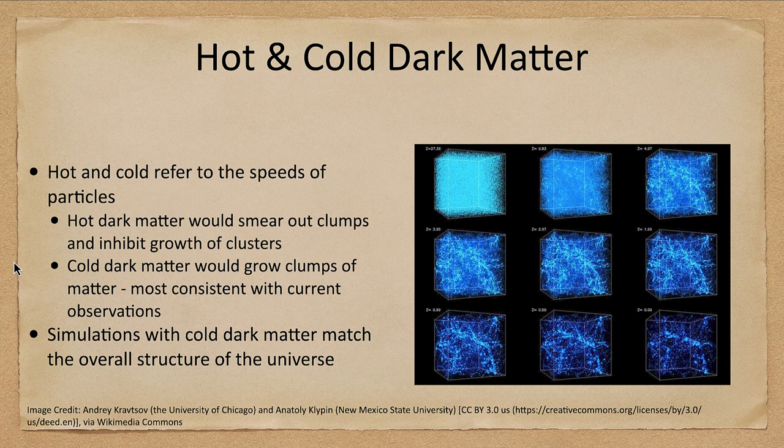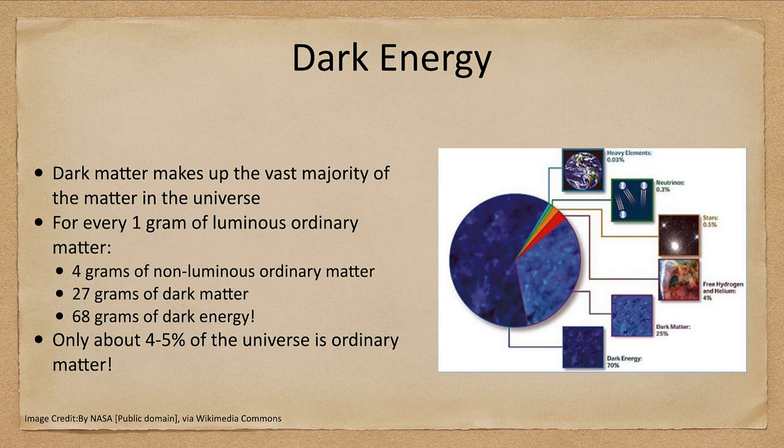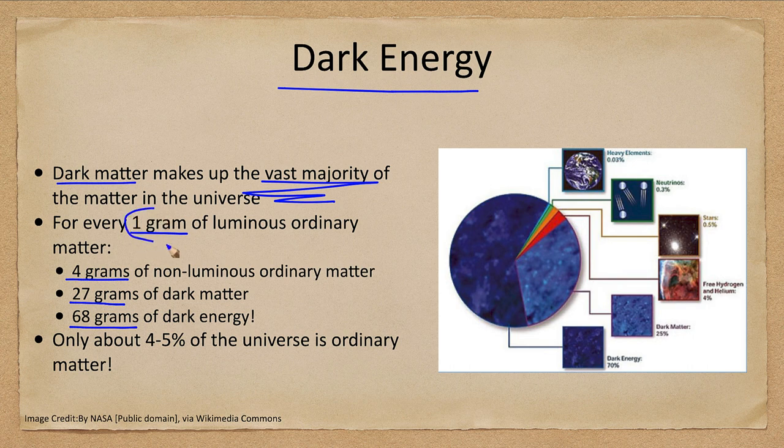Now, one other thing to look at here is not only dark matter, but we have dark energy as well. We know that dark matter makes up the vast majority of the matter in the universe. But dark energy is even more prevalent. For every 1 gram of luminous ordinary matter, there are 4 grams of non-luminous ordinary matter. That's just hydrogen and helium that are not glowing. There are 27 grams of dark matter and 68 grams of dark energy. So for every one, and you use grams here, you can use whatever units you like, there is a lot more stuff that we cannot see.